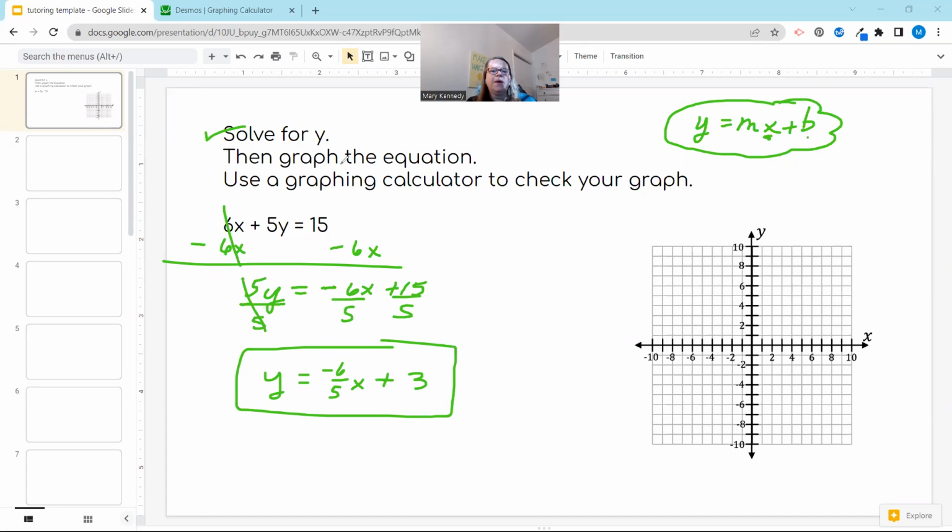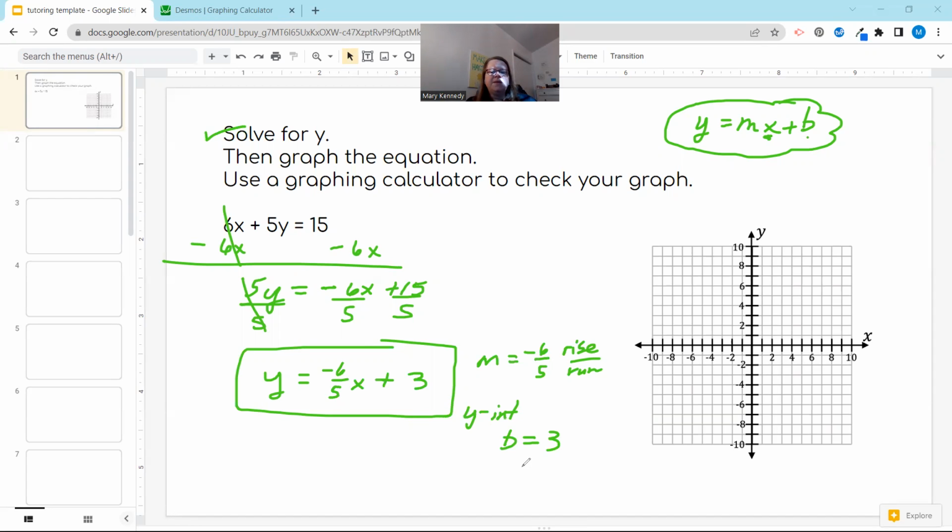Okay, you can graph the equation. So when I have it in slope-intercept form, I know that the number in front of x, which is called m, which is the slope, is negative 6 over 5. That's the rise over the run, if you've learned it that way. And then the y-intercept is b at the end, which is 3.